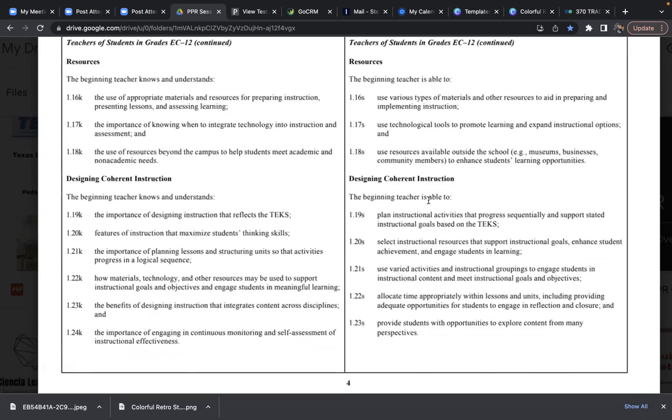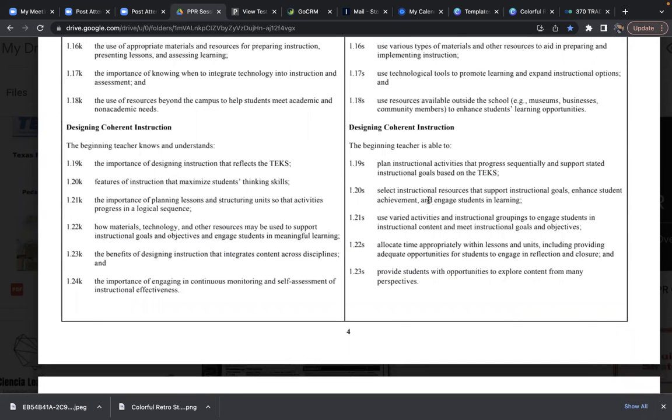Instructional objectives, resources, using all of that to design coherent instruction, where you're planning activities, getting instructional resources that are going to enhance their achievement, and they're going to engage. Engagement is huge.